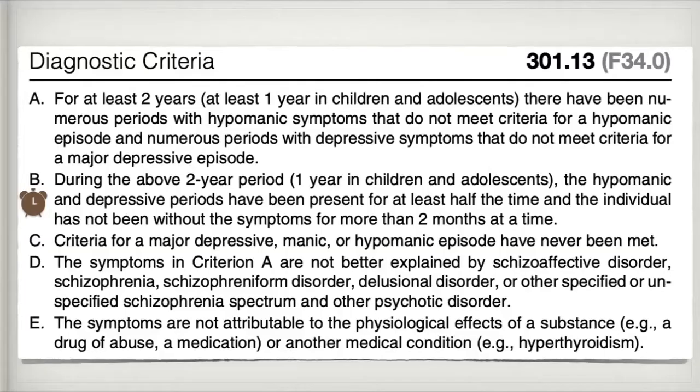For cyclothymic disorder, the diagnostic criteria: the duration is the same as dysthymia, which is 2 years, and for children and adolescents it is 1 year. The patient will have symptoms of hypomania that do not meet the criteria for a hypomanic episode, and depressive symptoms at other times that do not meet the criteria for major depressive disorder. The same as dysthymia, the patient should not have a symptom-free period of more than 2 months during the 2-year period. Okay, let's now move on.